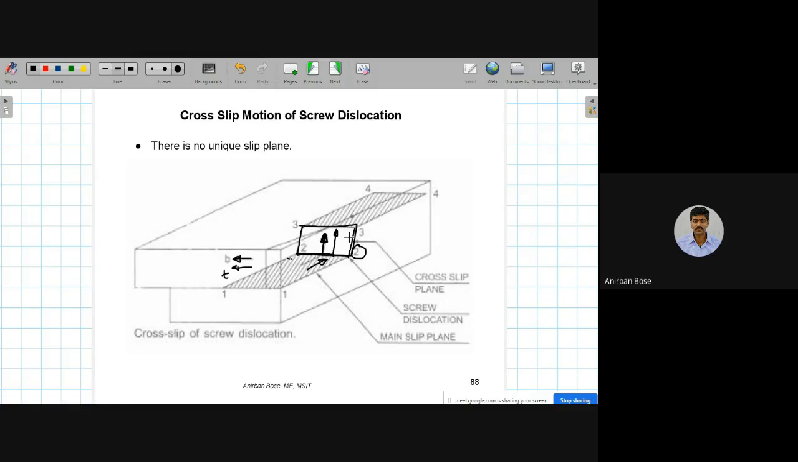Here in this diagram, obviously another slip motion has been shown. So it's a double slip. For the first slip, cross slip has been shown, then the second stage of cross slip, and then further it can continue in that direction. That is also possible. So this is the cross slip motion, which only happens in the case of screw dislocation, where there is no unique slip plane.